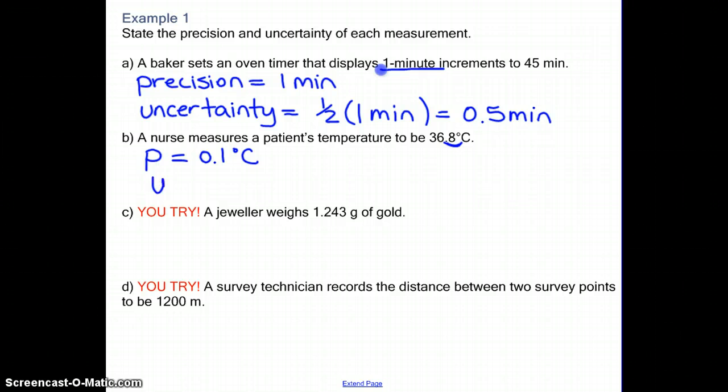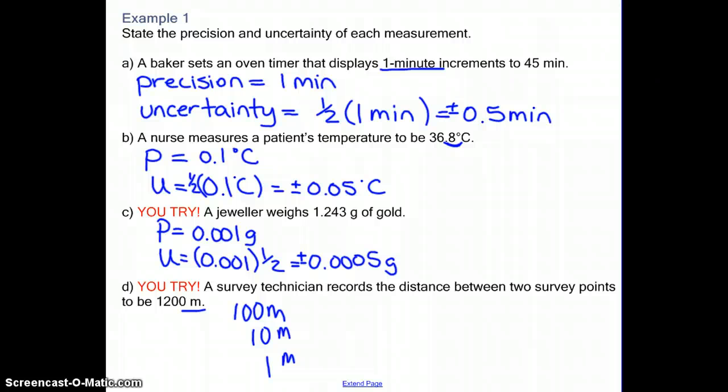Now our uncertainty is going to equal our 0.1 degrees Celsius times 1/2. So what is our uncertainty? If you ever need to, just divide in your calculator, 0.05. 0.05, and that is degrees Celsius. Now, it could be higher or it could be lower by that amount. So we always want to put a plus minus in front of there also. Okay, go ahead and you try the next two on your own.